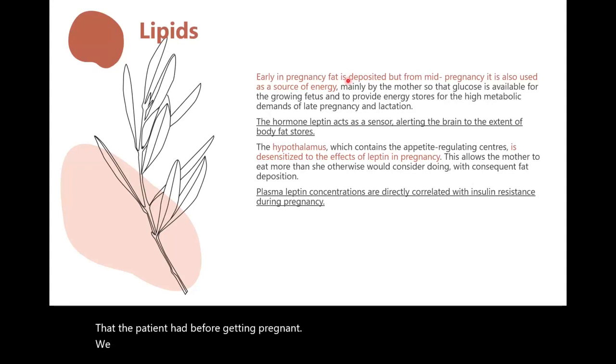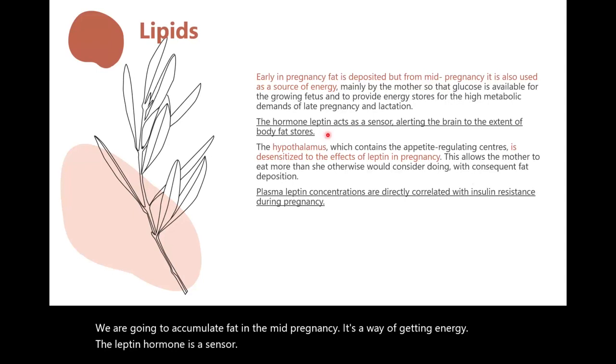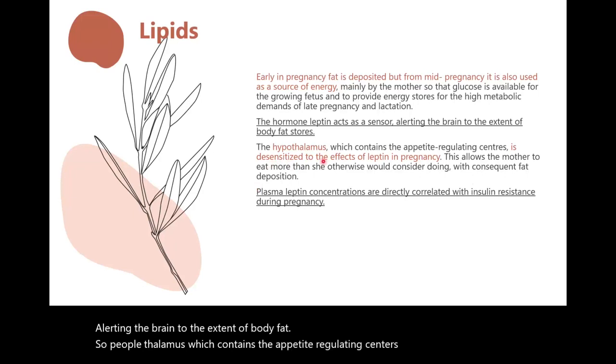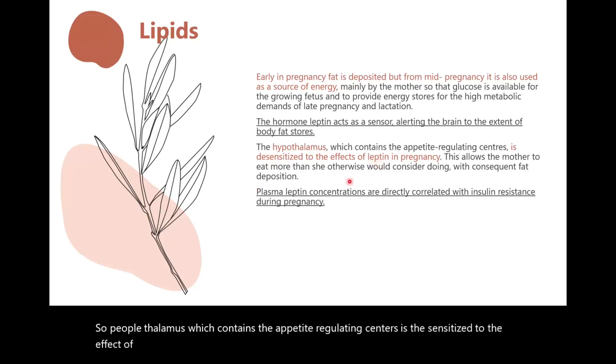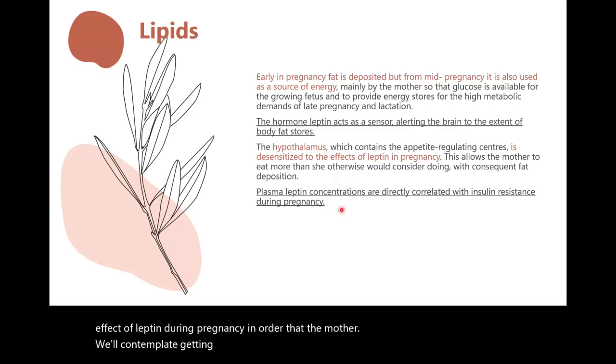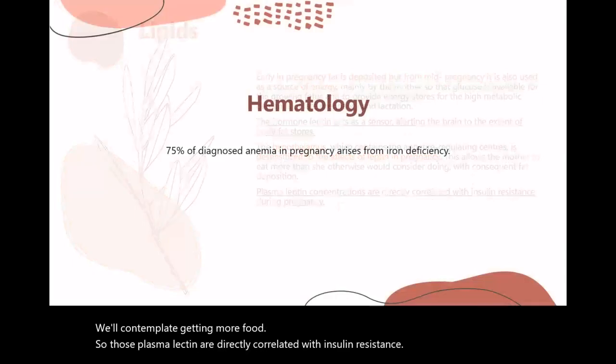We are going to accumulate fat in mid-pregnancy. It's a way of getting energy. The leptin hormone is a sensor alerting the brain to the extent of body fat. So the hypothalamus, which contains the appetite regulating centers, is desensitized to the effect of leptin during pregnancy in order that the mother will consume more food. So plasma leptin levels are directly correlated with insulin resistance during pregnancy.